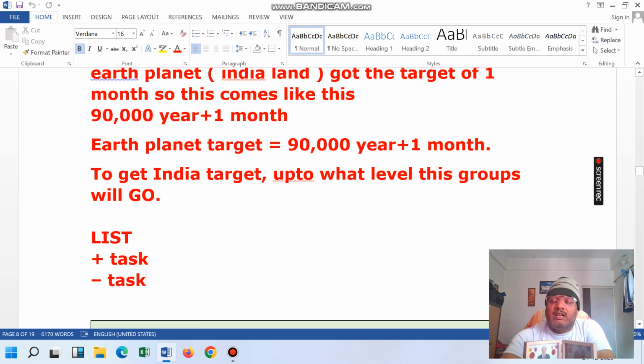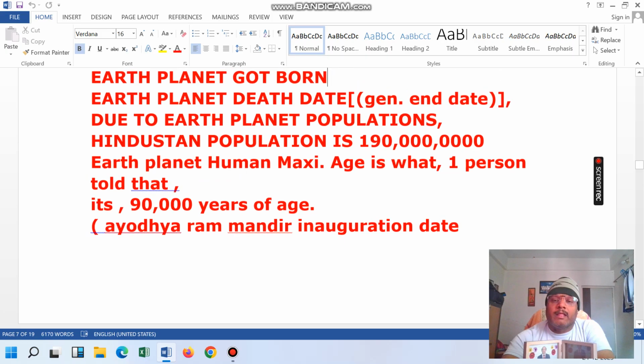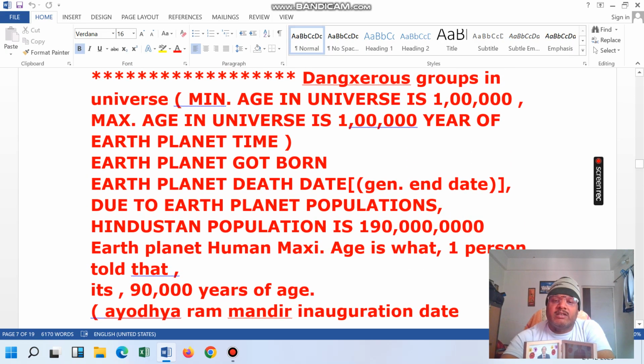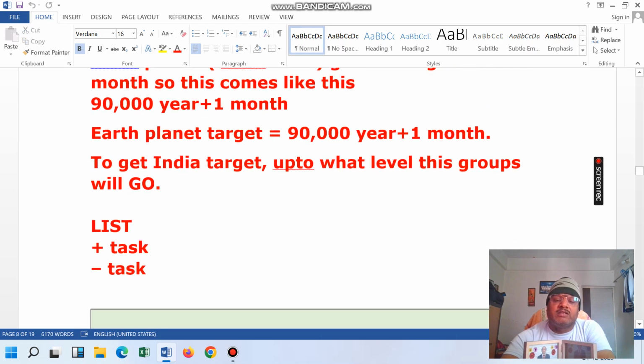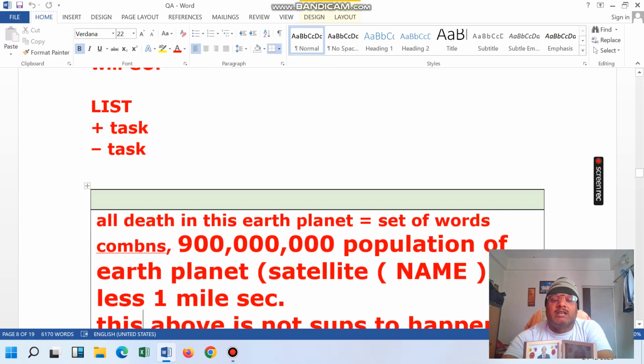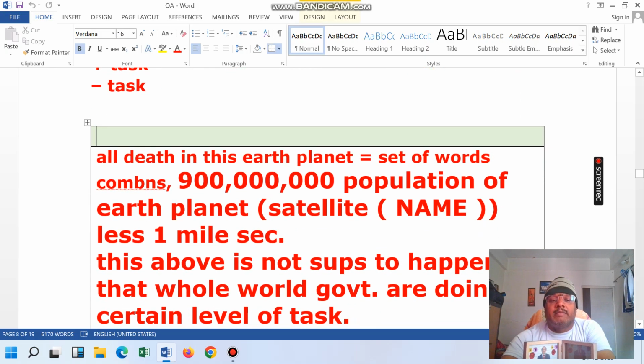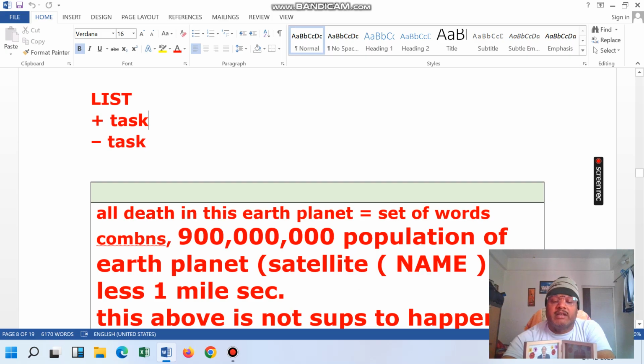Sometimes this entire creation also gets affected. That depends upon the negative task which was done for that particular person. And here we are discussing up to what level the effect is going to happen of the positive and negative task.